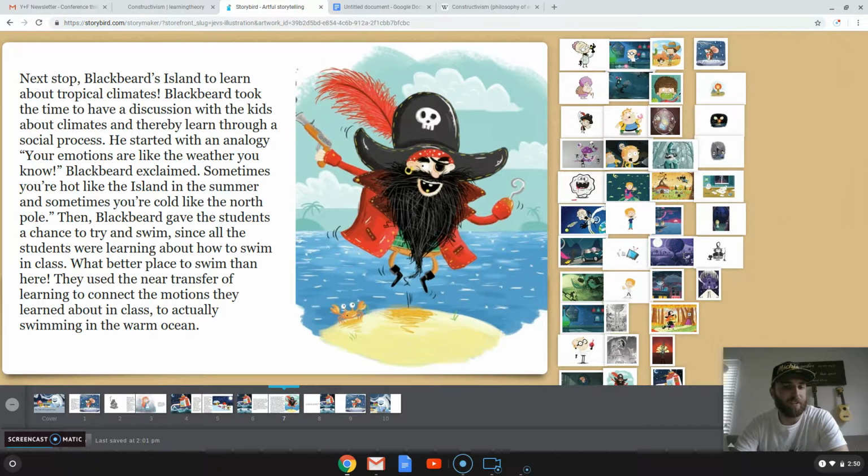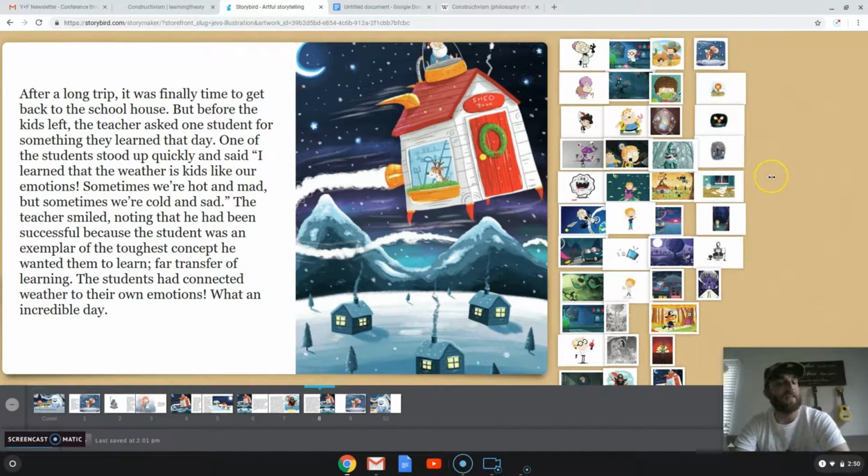Then Blackbeard gave the students a chance to try and swim, since all students were learning about how to swim in class. What better place to swim than here? They used the near transfer of learning to connect the motions they learned about in class to actually swimming in the warm ocean. So again, it's applying something conceptually, maybe the breaststroke, learning the movements and seeing it visually, to connecting it kinesthetically and actually doing it. That's what they're doing on Blackbeard's Island. And then they had to go.